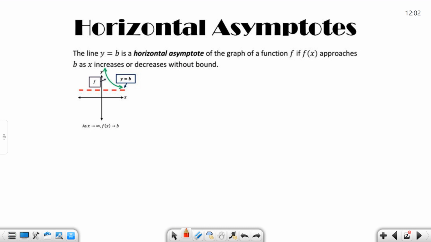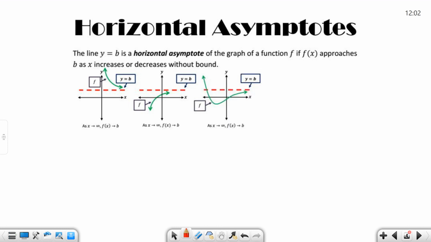Let's look at another image here. We could start above it and approach it, or we could start below it and approach it from underneath, and it never crosses it, never gets there. It just gets closer and closer forever, never touches it. So again, as x goes way out here, f of x gets closer and closer to that line y equals b. Because b is not a line, y equals b is the line.